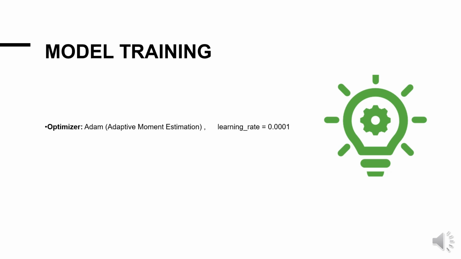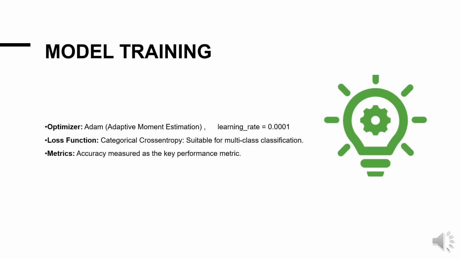Model training. The optimizer that I used is adaptive moment estimation. The learning rate of my model is 0.0001, and the loss function, categorical cross entropy, is the suitable loss function for multi-class classification. The accuracy was measured as the key performance metric. I have used 20 epochs for training, and the batch size is 32.